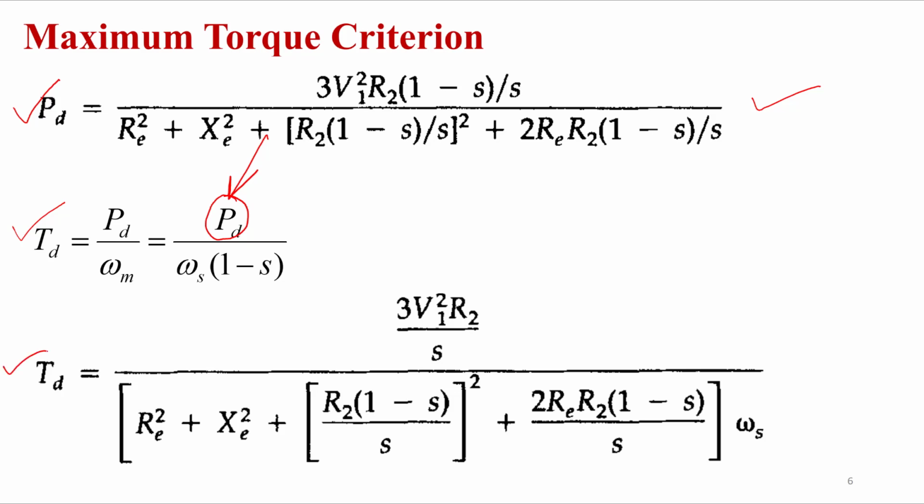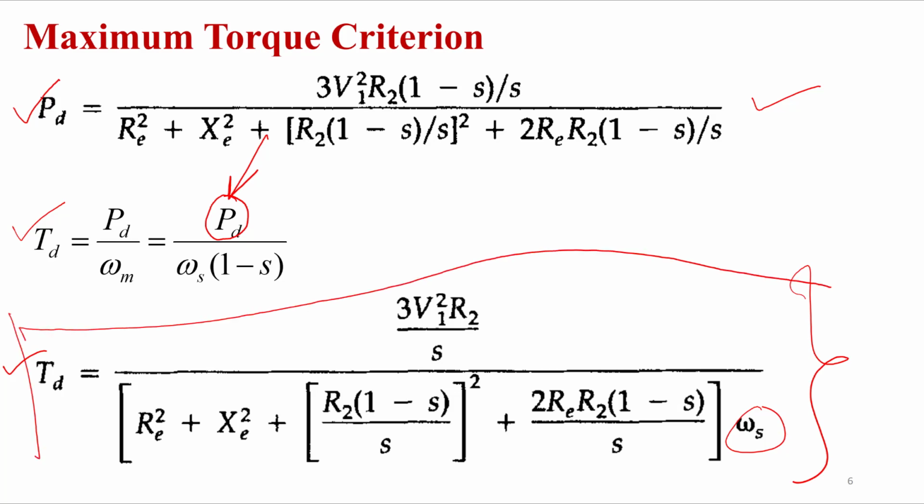So TD will be equal to, just 1 minus s will be cancelled out and omega s will be divided, or the rest of the expressions will remain the same as PD. So this is the expression for the developed torque on the shaft.